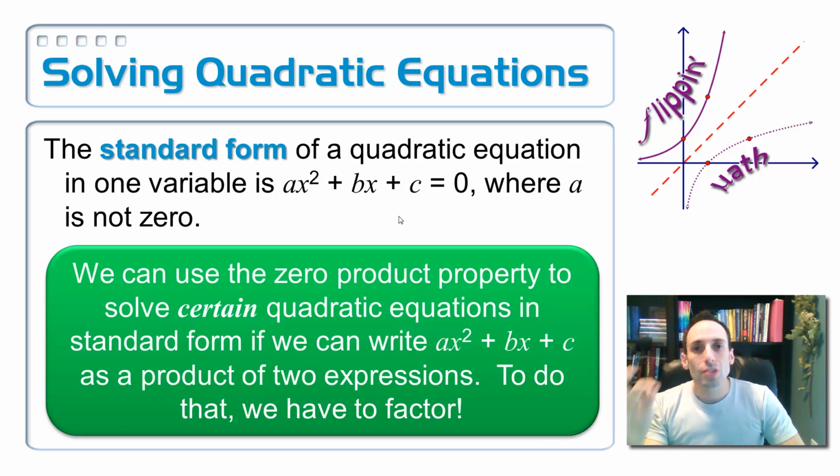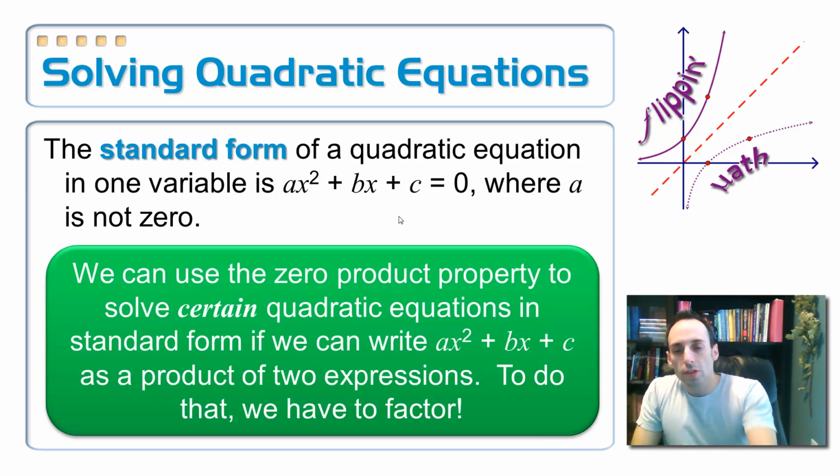Okay? So we can solve this by using the 0 product property. Well, in certain circumstances, we're going to come back to that word certain, quadratic equations, if you can write ax squared plus bx plus c as the product of two expressions. How are you going to get it as a product? You're going to factor.